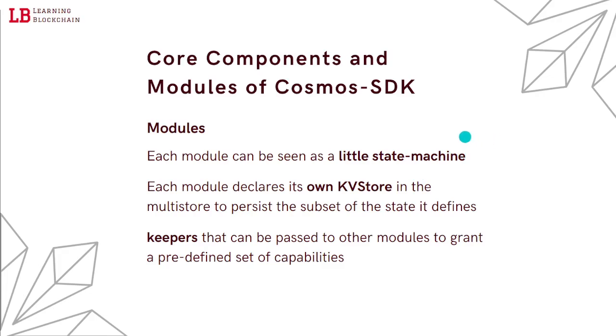As I said previously, each module can be seen as a little state machine because they handle their own state, and each module declares its own key-value store in the multi-store to persist their state. Actually, per module, you can have as many stores as you want, but usually you have this pattern of one store per module. And the keepers are the main component of the modules. These are the gatekeepers to their state. You can only access a module's state and modify it using a keeper and its keys.